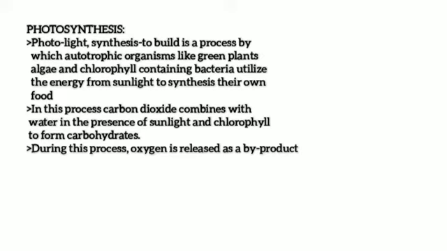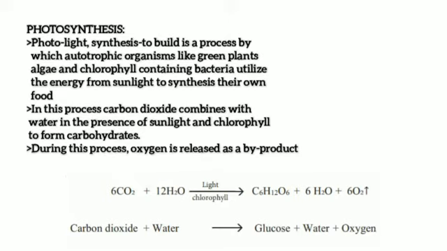Photosynthesis is a process by which autotrophic organisms like green plants, algae and chlorophyll containing bacteria utilize the energy from the sunlight to synthesize their own food. In this process, carbon dioxide combines with water in the presence of sunlight and chlorophyll to form carbohydrates. During this process, oxygen is released as the byproduct. The overall reaction is as follows. Carbon dioxide plus water in the presence of light and chlorophyll gives glucose and water, and oxygen is liberated.